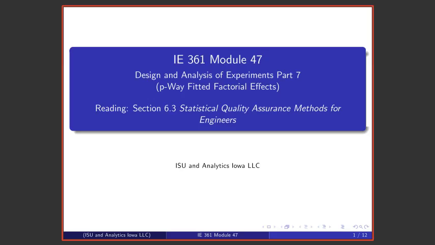Welcome to Module 47 in this series of lectures on statistical quality assurance and statistical process improvement. We're discussing so-called 2 to the p factorial experimentation and corresponding data analysis, really concentrating on data analysis at this point. And we're to the point of wanting to talk about what we mean by effects in a so-called 2 to the p factorial study.